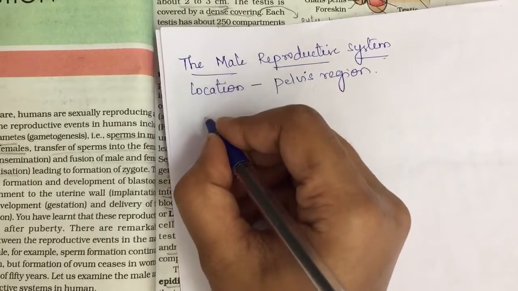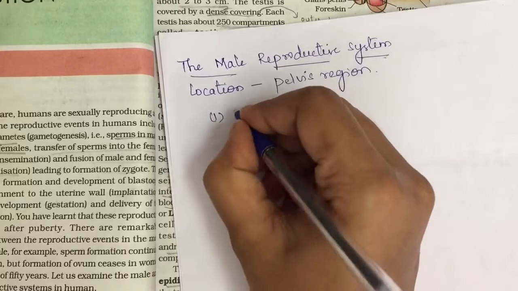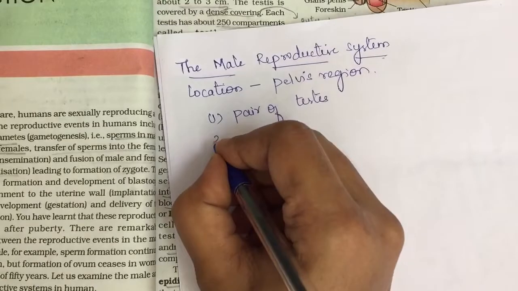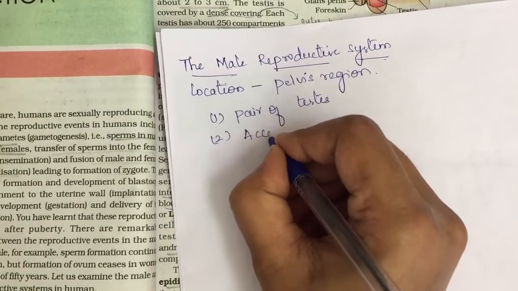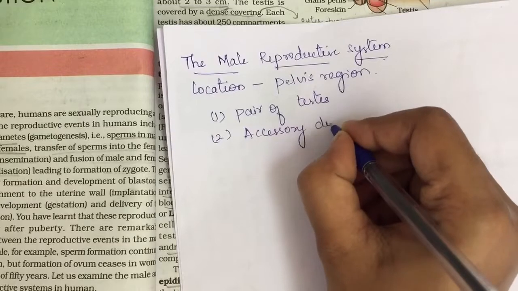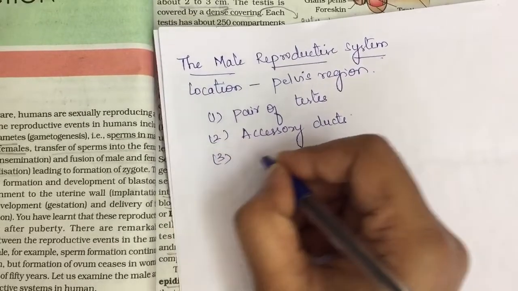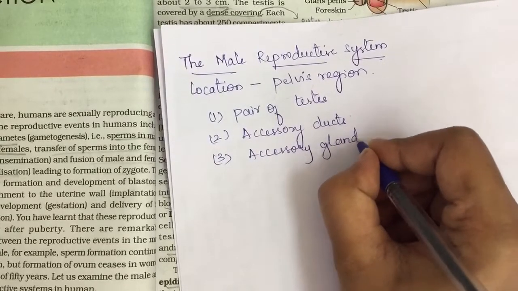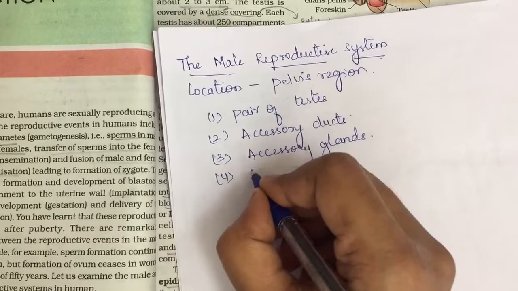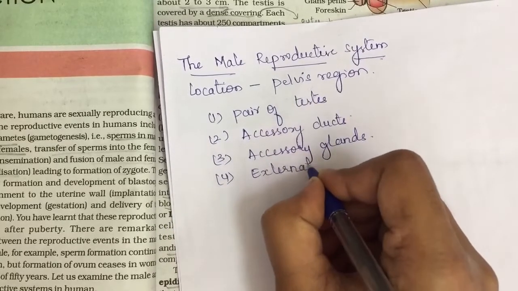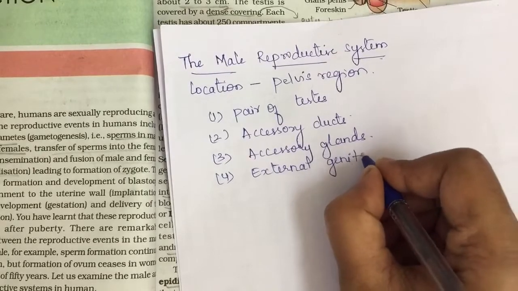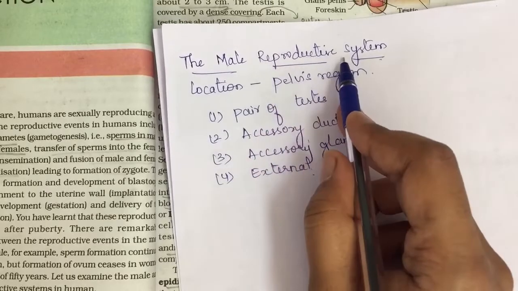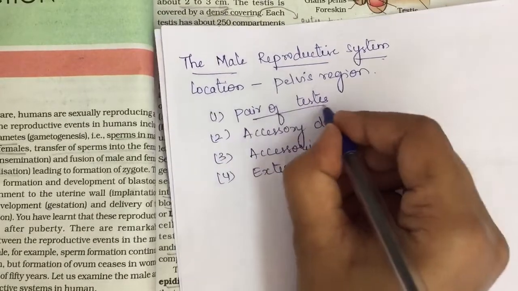Now this male reproductive system includes these organs. First, a pair of testes. Second, accessory ducts. Third, accessory glands. Fourth, external genitalia. These are the four major parts which we are discussing in the male reproductive system. So first we shall start with the pair of testes.